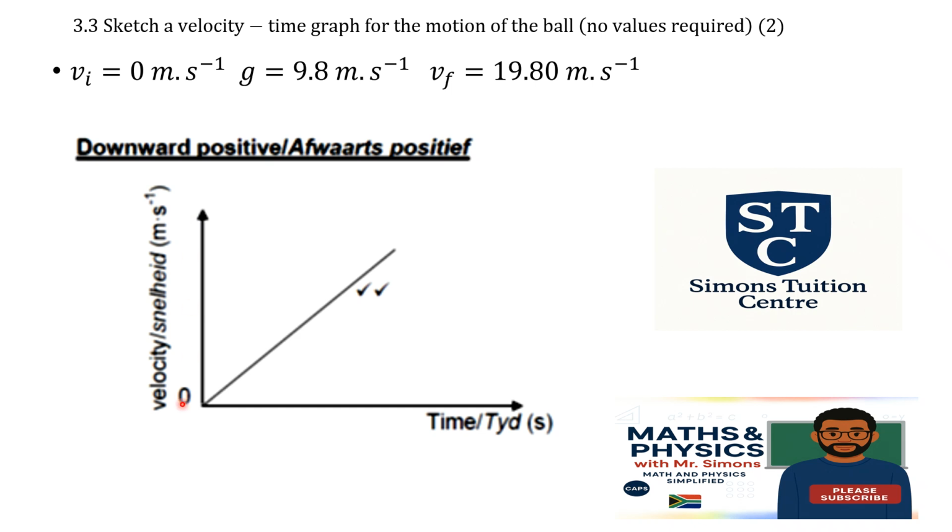So we draw a graph, y-axis velocity, or snelheid in Afrikaans, meters per second, where upwards is positive, and going to the right is my time. We start at 0, but because we're increasing in velocity, it's a straight line going up. If we wanted to, you would have put in here 19,8 come across, and then the time, which I think was 2,02 we calculated, would be somewhere there. But they said no values required.